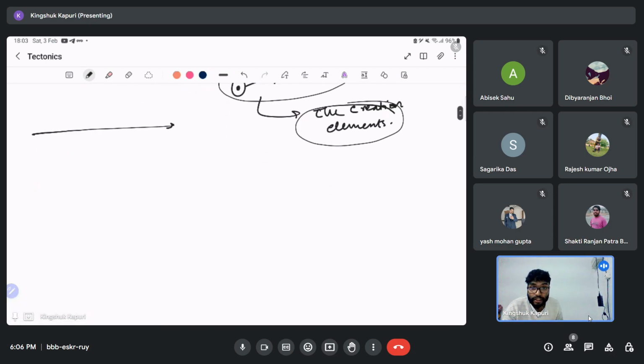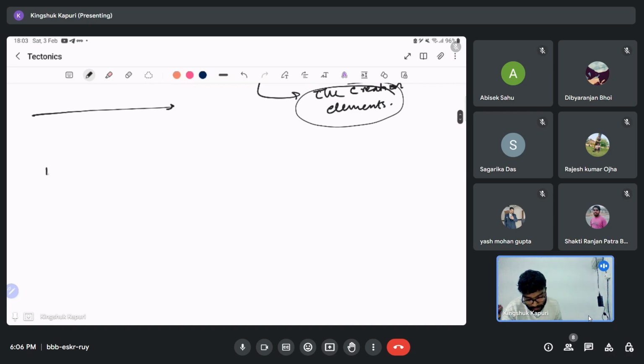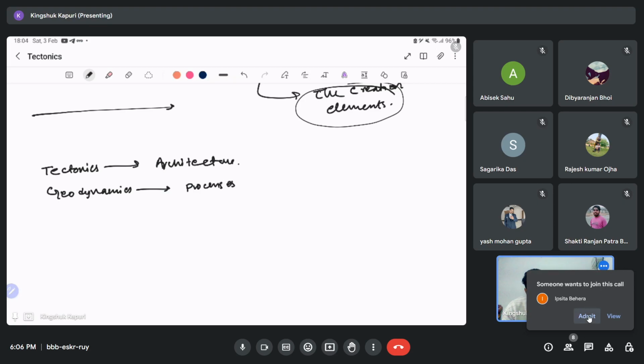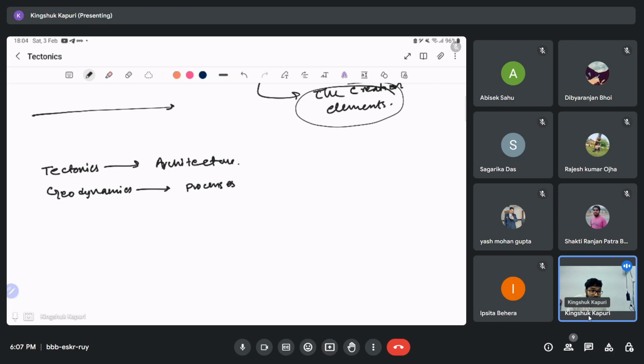So, beginning this lecture on tectonics and geodynamics, there are two terms that basically govern it. The first term is tectonics, which means architecture, and geodynamics refers to the processes that govern the architecture, right? So tectonics and geodynamics tells us about the construction of the mountain belts, the ridges, and this entire Earth. We will study how the architecture is built, and what processes build this architecture.